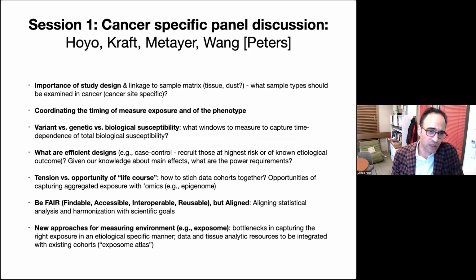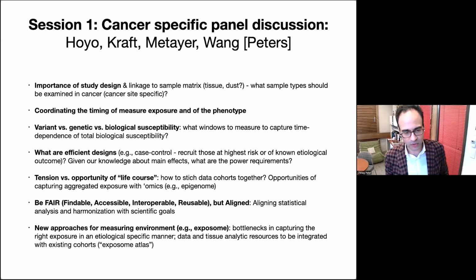So we had a fantastic discussion in this cancer-specific discussion about, of course, the preeminence of study design and linkage to the sample matrix. So you could be looking at tissue, you could be looking at dust. So what sample types should be examined? How do we coordinate the timing of measure of exposure and of the phenotype? We talk about variant versus genetic versus biological susceptibility. How do we assess this, and what windows to capture this time dependence of total biological susceptibility? What are efficient designs, case controls? You recruit those that are higher at risk or known etiological outcome, but how do you balance that with discovery?